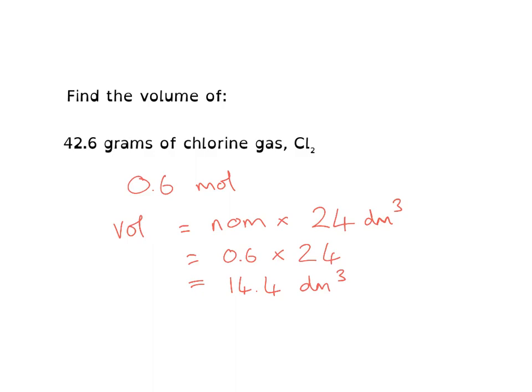If the question asked for it in a specific unit, so if it asked for decimetres cubed, I would leave it like that. And I would write decimetres cubed just to be really clear, because we can also measure in centimetres cubed. If I wanted to do it in centimetres cubed, because the question might ask me for that, I would times it by 1,000. So I would have 14,400 centimetres cubed as my final answer.